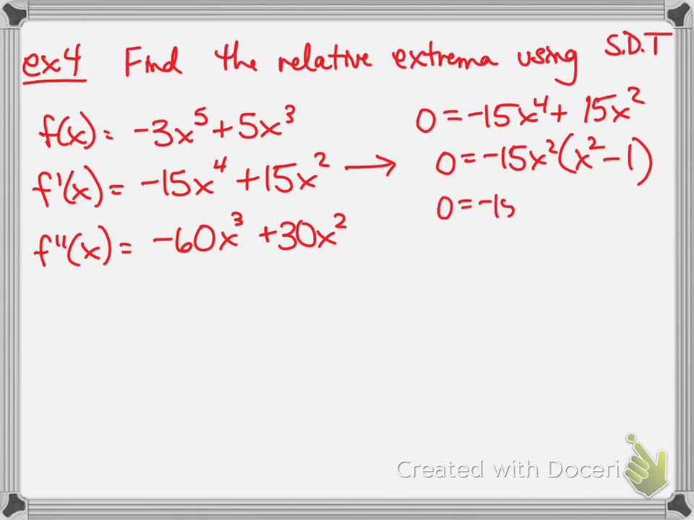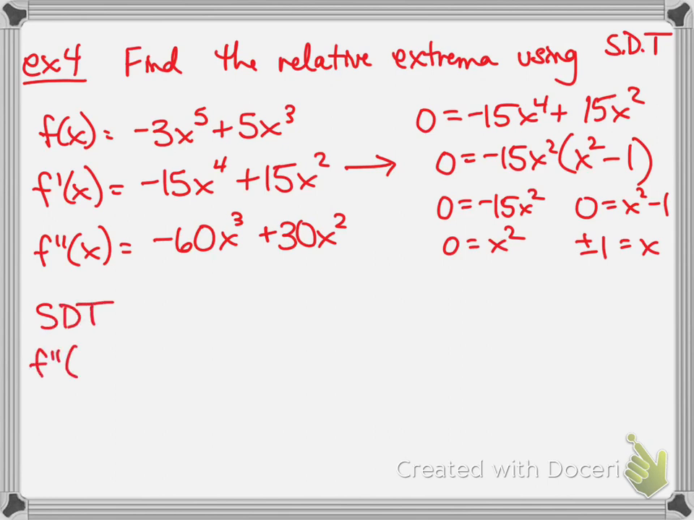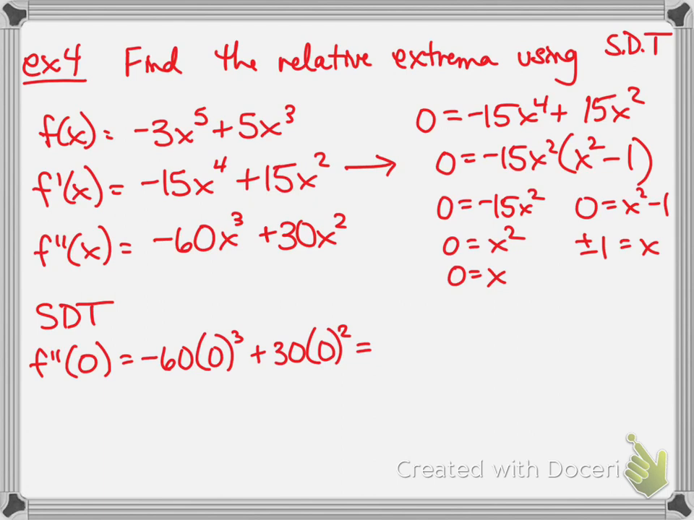Set those factors equal to 0 to find those critical numbers. And then the second derivative test says plug them into the second derivative. So the second derivative of 0 is negative 60 times 0 cubed plus 30 times 0 squared. Well, that's 0. So the test fails. So I don't know what happened at 0. I have to do the first derivative test on that one.